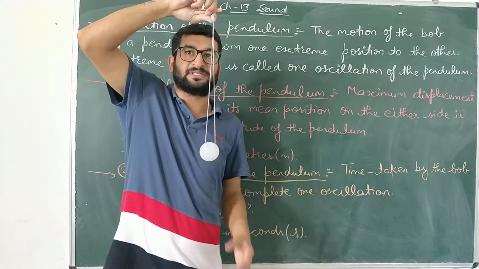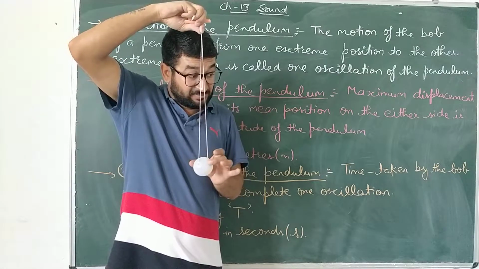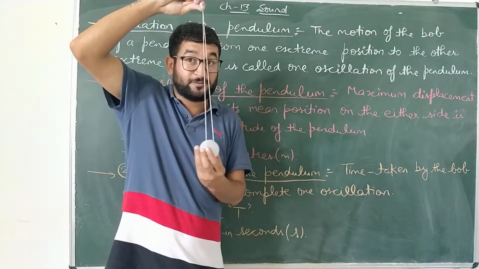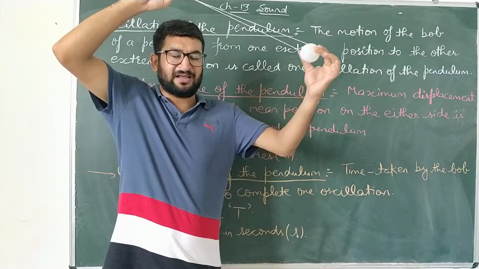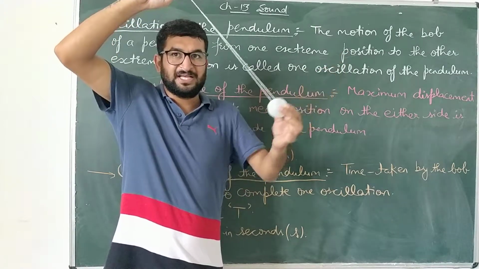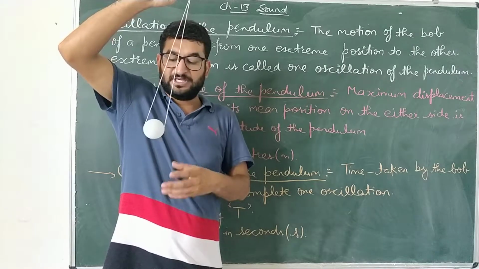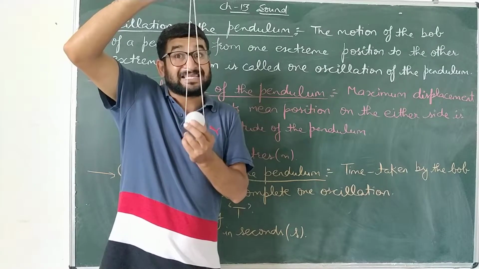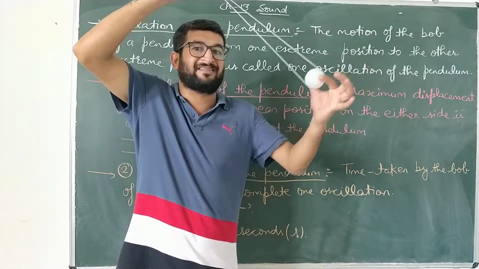ये mean position है बच्चे. This is the mean position where it stands still. The maximum displacement, the maximum distance which it can travel to its extreme position. For example, in this case, this is traveling this much distance, but this is amplitude. And if I didn't apply much force, then it will go to a much shorter distance. So that is the amplitude, the maximum displacement which this bob can travel.